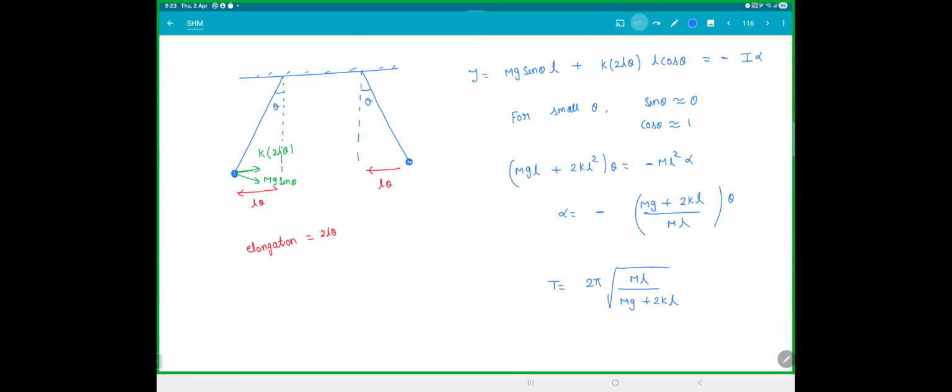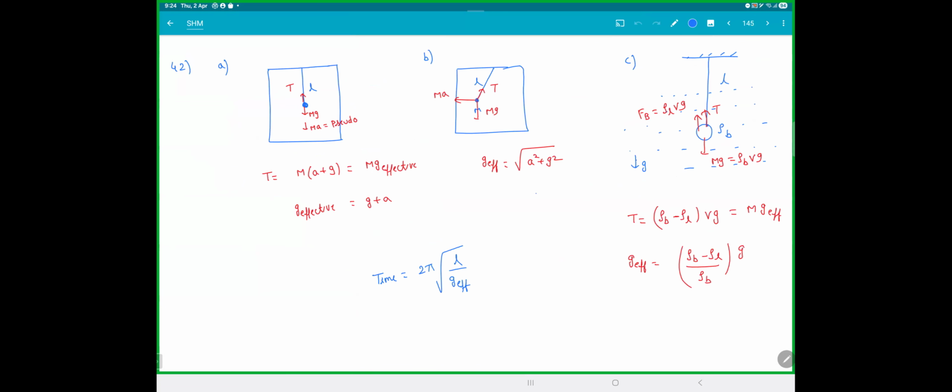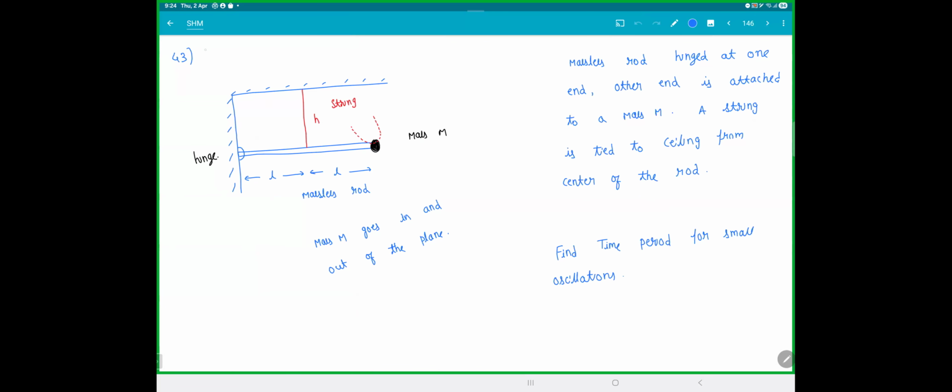So how do you know when to use this? You can clearly see that it's connected to 2 points. That is when you should get an idea. Okay, if I join these two, this will become an IAR. All clear with this? So same thing on this. So I will just keep it in the same sequence, 43B.